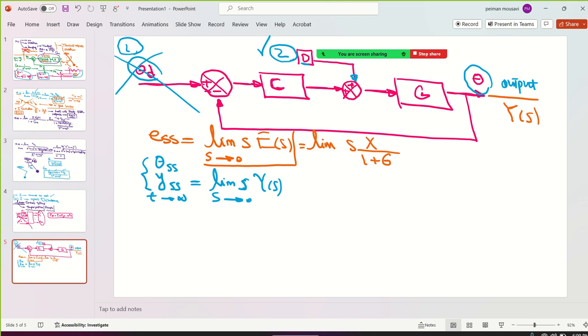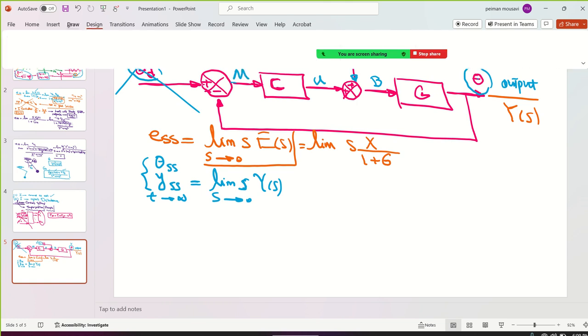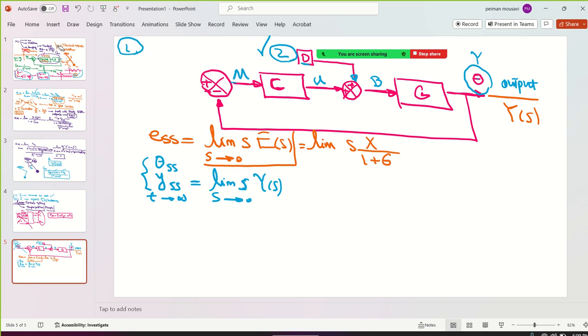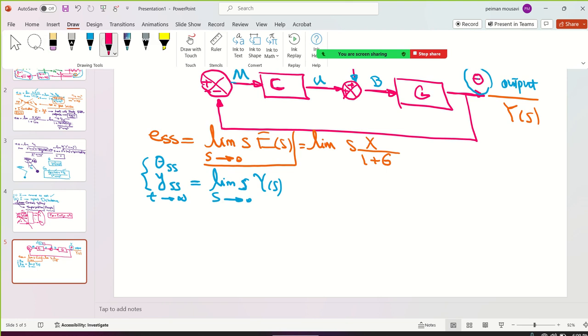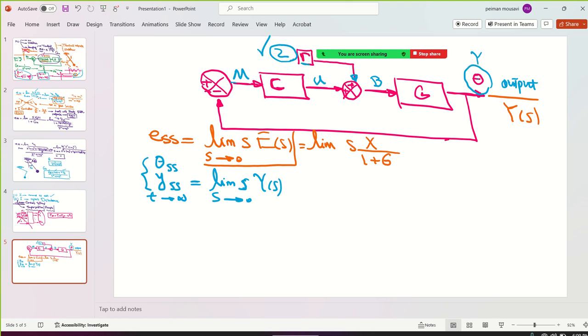So let's find it. So this is Y, as I said, this is Y. Here I'm going to see signal B. I'm going to see signal U. And then I'm going to say signal M. And I said superposition. Okay, I'm going to delete everything here. The only input to the system is the disturbance. Oh, sorry guys. Is the disturbance. Here we go.